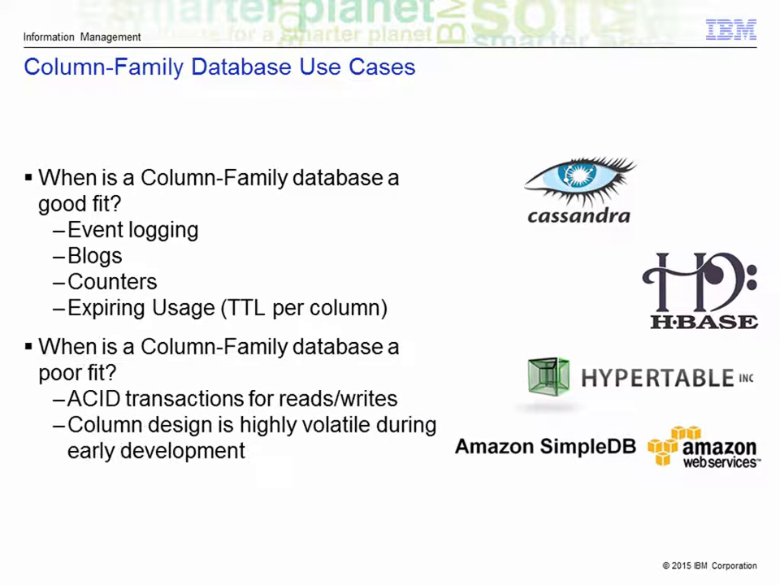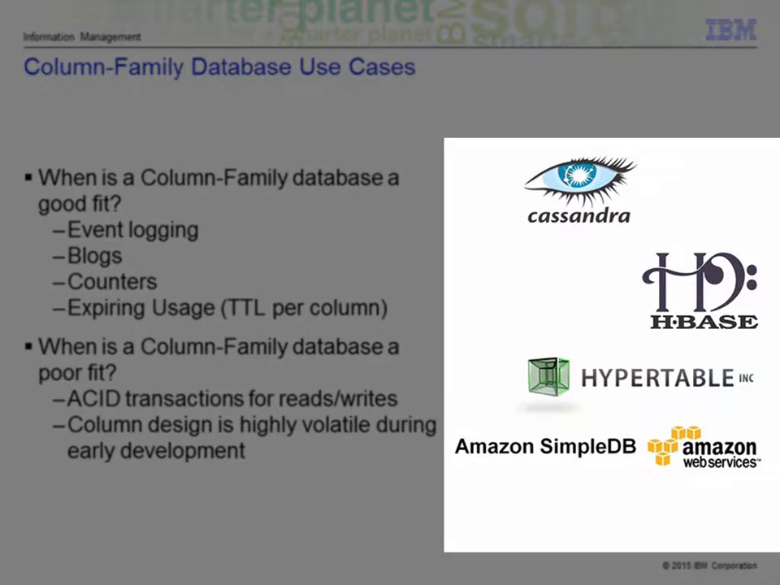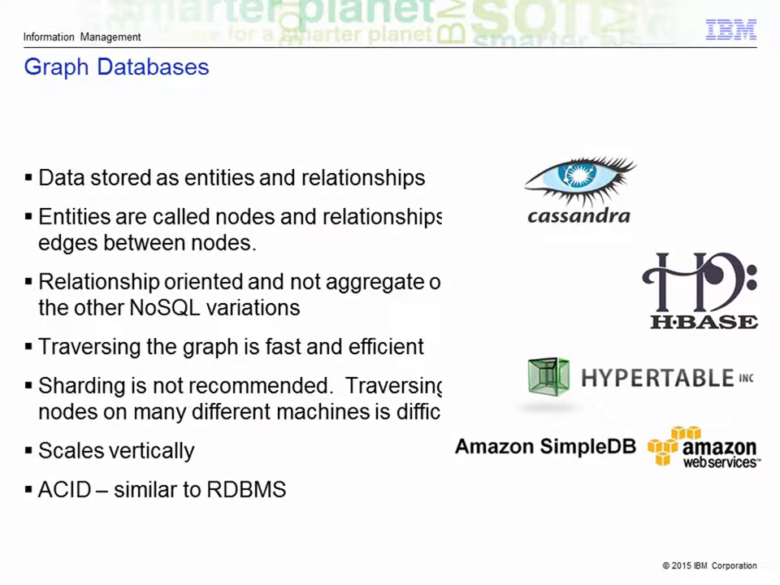On the other hand, column family databases should be avoided if you require traditional ACID transactions provided by relational databases. Reads and writes are only atomic at the row level. And lastly, early into development, query patterns may change and require numerous changes to the column family designs. This can be costly and slow down the production timeline. This screen shows some of the more popular types of column family databases.